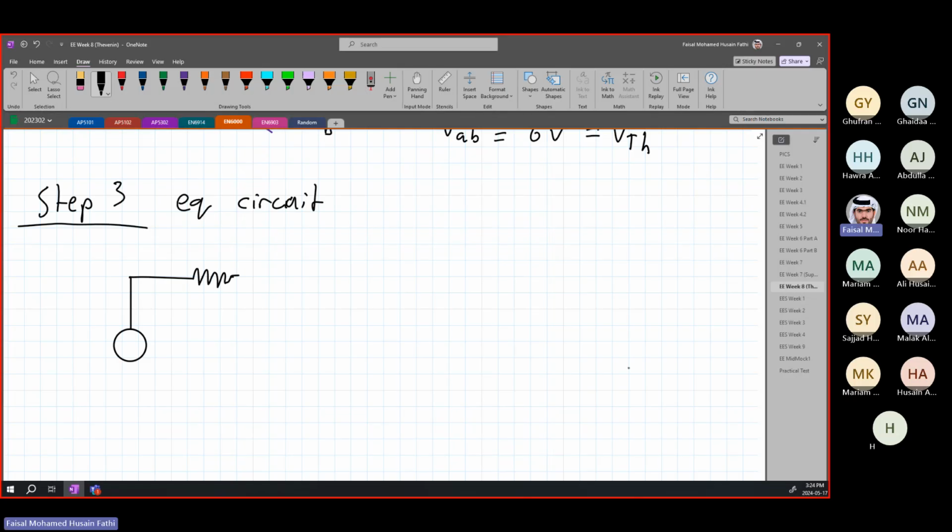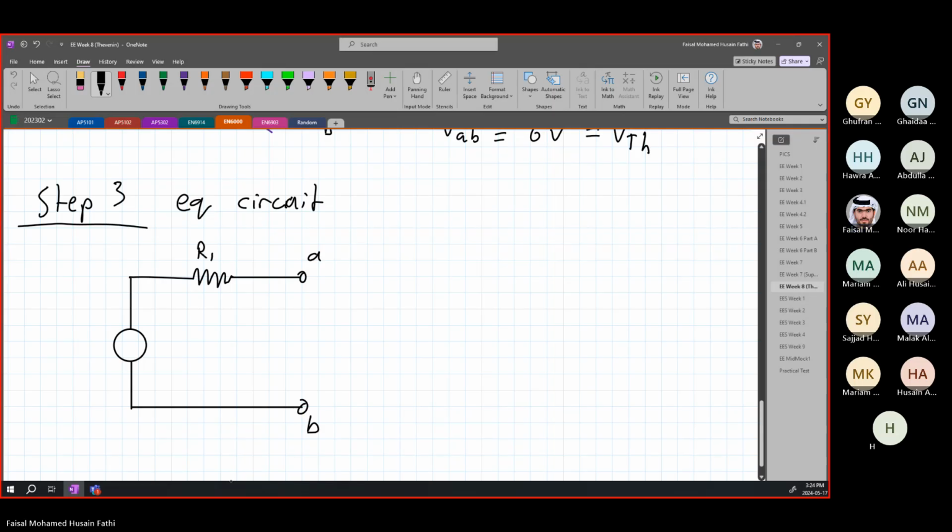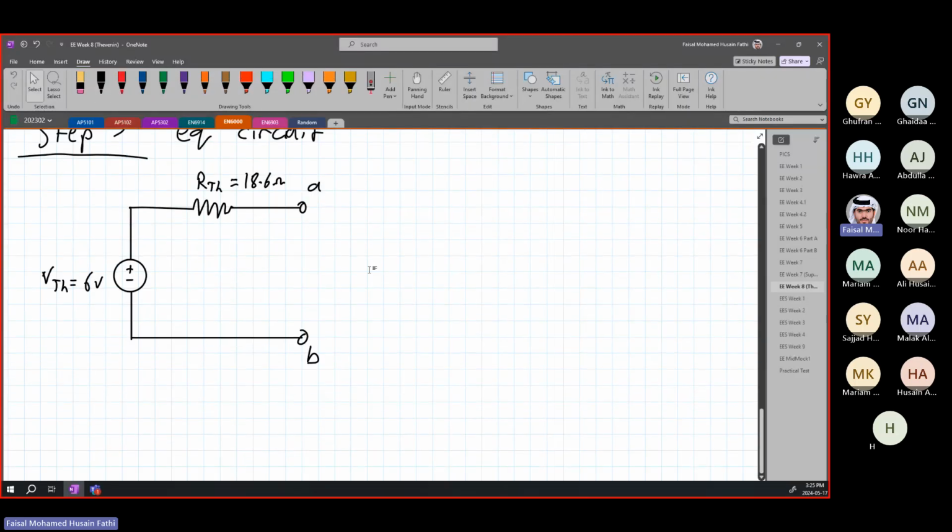Resistor here, which is R Thevenin, node, and the second node. This is A, this is B, open nodes, all right? And we can connect anything to it. So this is R Thevenin, which we found earlier to be 18.6, I believe. And plus minus, this is VAB or V Thevenin, which is equal to 6 volts. And this is our equivalent circuit.